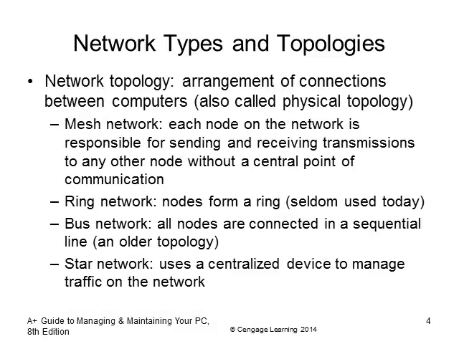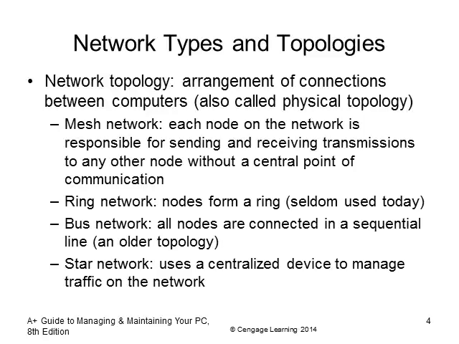Okay, your network topology is the arrangement of connections between the computers, also referred to as your physical topology. So there is the mesh network. Each node on the network is responsible for sending and receiving transmissions to any other node without a central point of communication. So they're all responsible for themselves. In the ring network, the nodes form a ring. It's just what it sounds like, not very popular today.